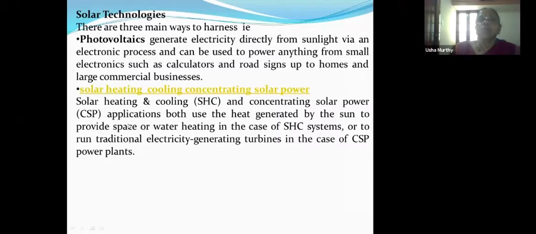These last two applications both use the heat generated by the sun. They provide space or water heating in the case of SHC systems, and they are also used to run traditional electricity generating turbines in the case of power plants.